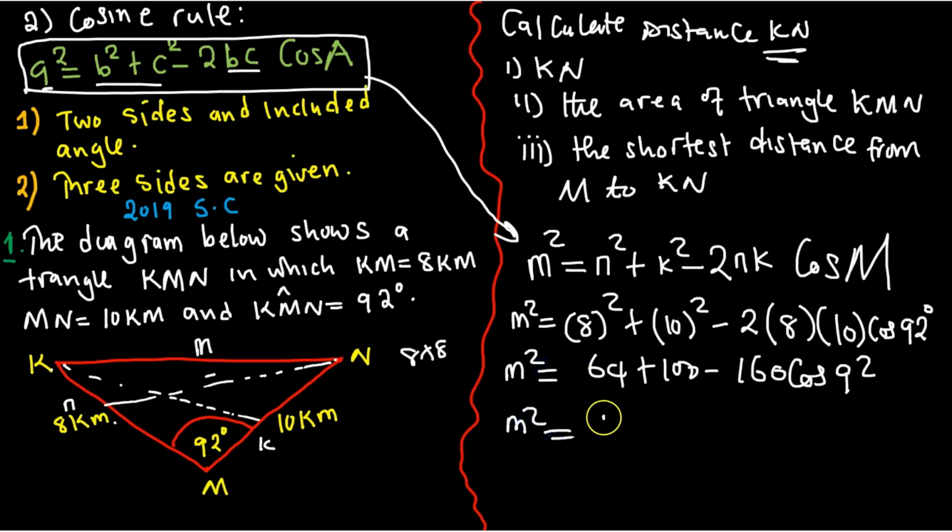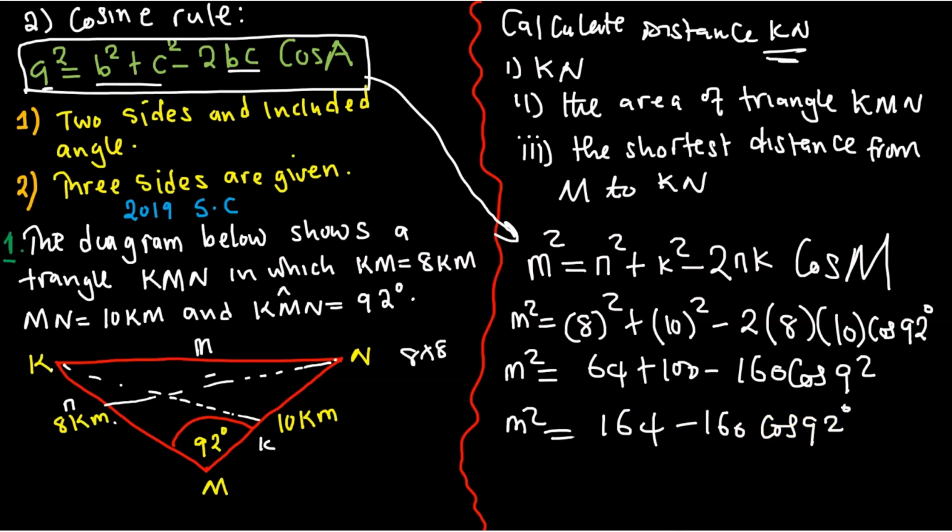Okay, so here you're going to have m square is equals to 164 minus 160 cos 92 degrees. So these you need to punch now on the calculator: 164 minus 160 cos 92. So you don't have to say 164 minus 160 here. No, these are attached. You cannot separate them. They are multiplying. So you need to punch 164 minus 160 cos 92. And when you punch this one, it is going to give you 169.